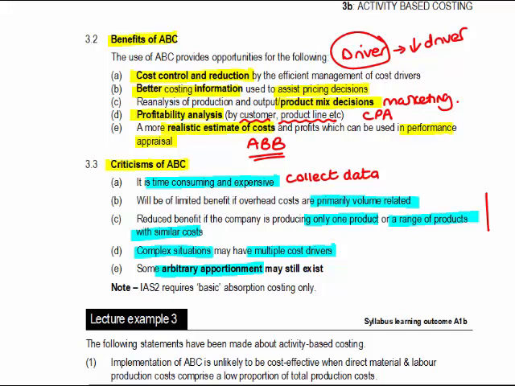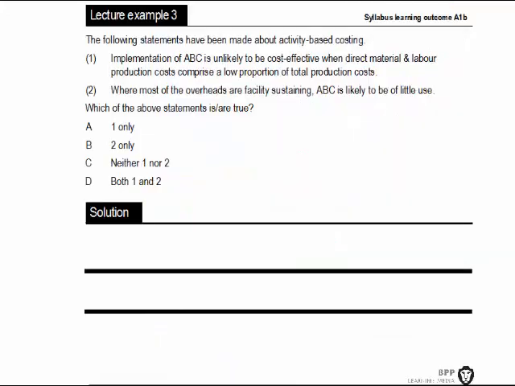Now, it's useful just to note that IAS 2 doesn't require us to do activity-based costing. It only requires basic absorption costing. Lecture example 3 has got 2 statements that have been made about activity-based costing. We've got to select which of the above statements is or are true.